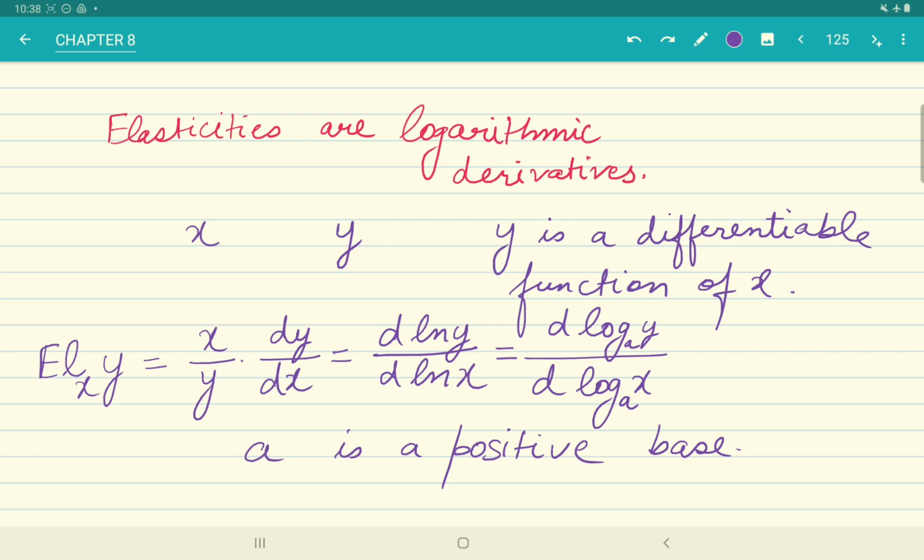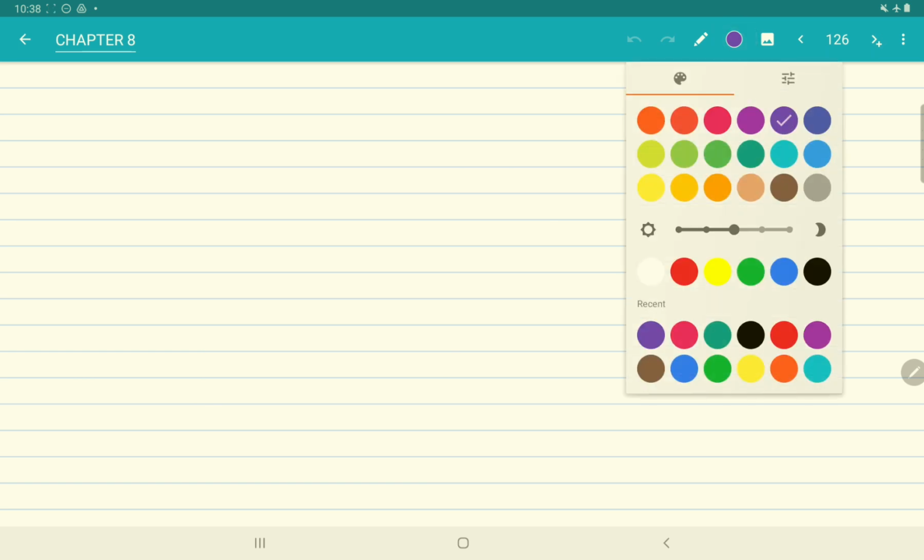That would be x by y multiplied by dy by dx, and this can then be written as d ln y by d ln x, which can also be written as d log y to the base a by d log x to the base a. Now a is a positive base that we use for constructing logarithms. Now I get to a very simple aside.